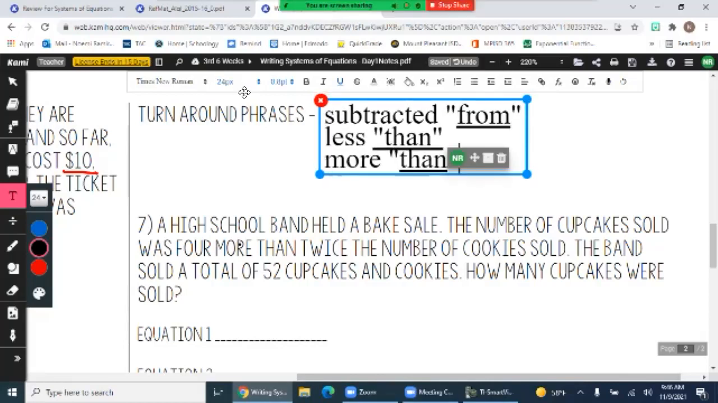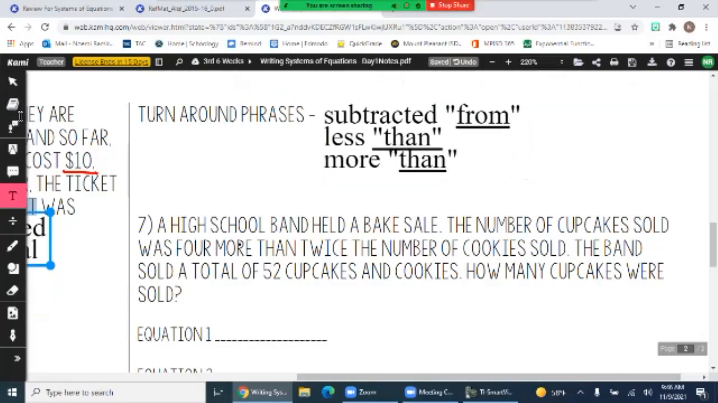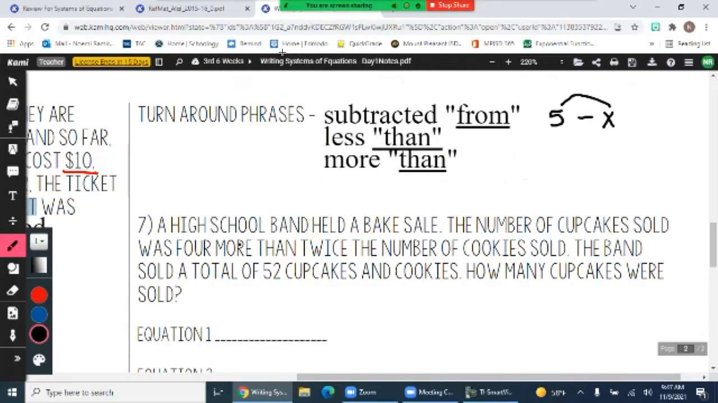So these are our turnaround phrases. Remember, if it's a turnaround phrase like subtracted from, for example, 5 is subtracted from X, so 5 is said first, minus X, but you turn it around so it ends up being X minus 5. So you're turning the phrase around, and instead of 5 minus X, it's X minus 5.